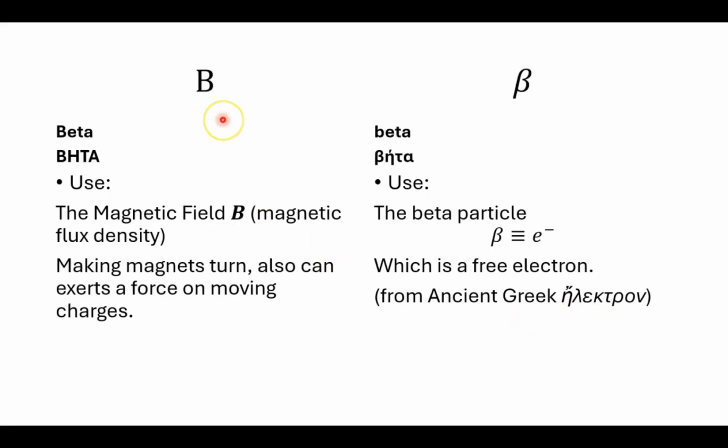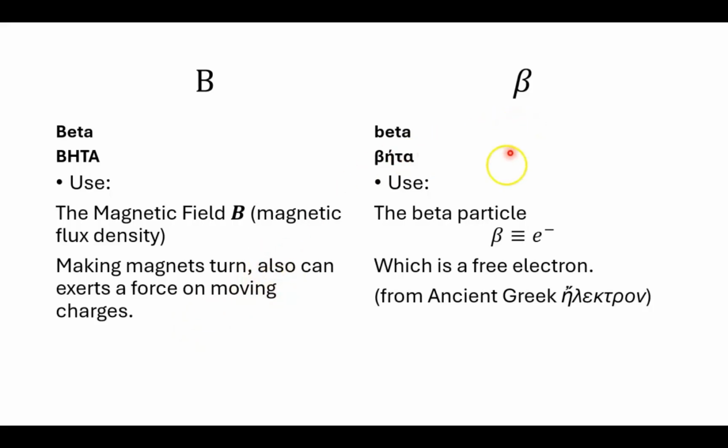And the next letter is beta. This is used to represent the magnetic field. It's also called the magnetic flux density, but don't ask me why it's a letter B, not M. And as you know, the magnetic field can exert a torque on a magnet and can also exert a force on moving charges, which is the Lorentz force.